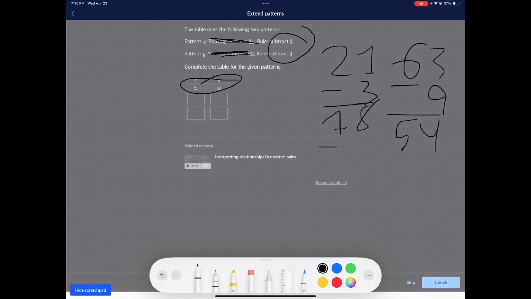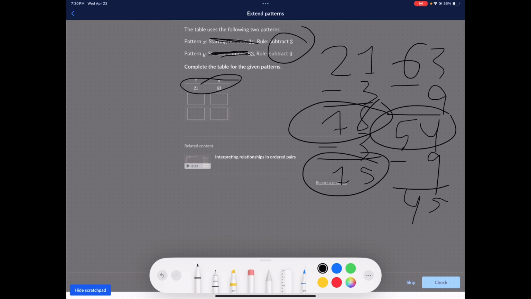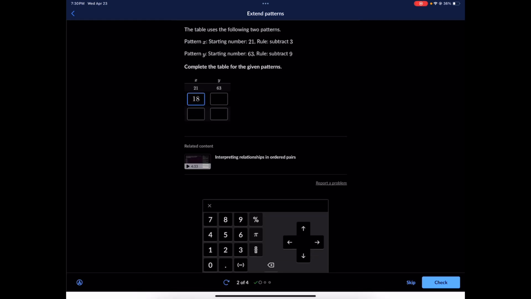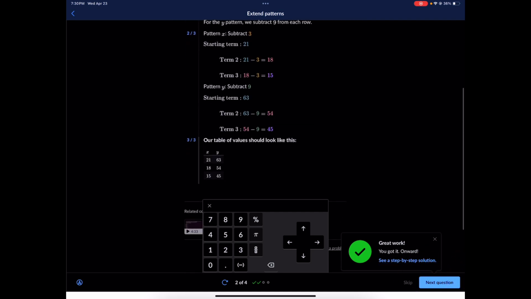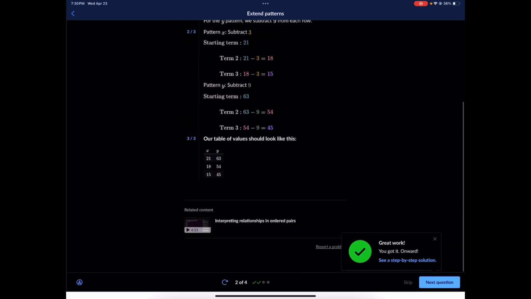Now let's do this. 18 minus 3. 15, and then we have 54 minus 9. 45. So our answer should be 18, 15, 54, 45. So do you guys understand? You're just subtracting 9, and then you just keep doing that. Just keep doing that forever. So you do that, and that, and that. So let's check. Boom. We got a pattern. And then we just keep doing that infinitely.